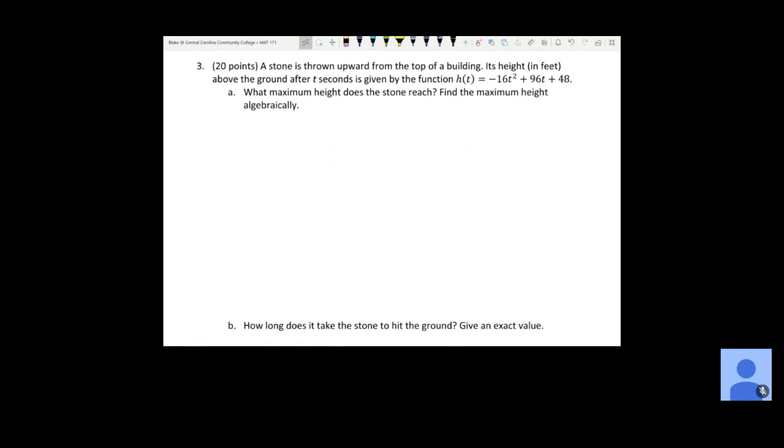Okay, good. We could put it in standard form, right? That's one way to do it. So let's go that route. So we'll say y equals -16t squared plus 96t plus 48. So we're going to use those same steps that we used on number 1, right, to get this into standard form. So what's our first step going to be?